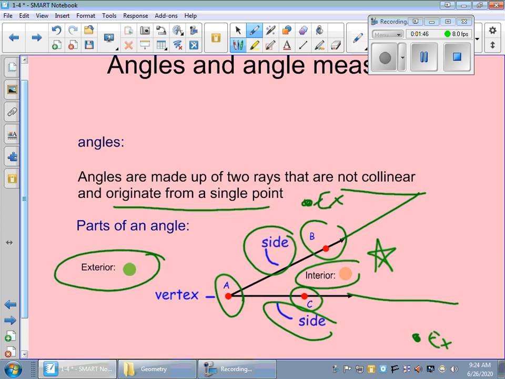So in naming parts of an angle, this would be called angle BAC. You could call this angle A. You could call it angle CAB. Notice when we name it angle BAC, the vertex is in the middle. Angle CAB, vertex in the middle. So there are different ways to name angles and parts of an angle.